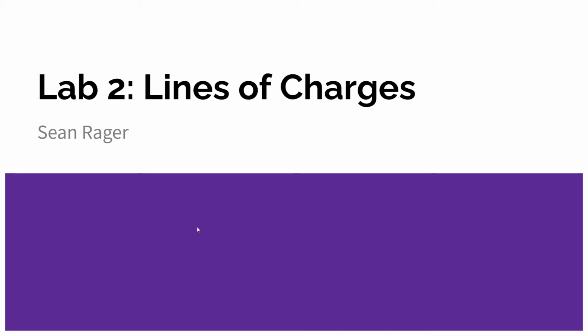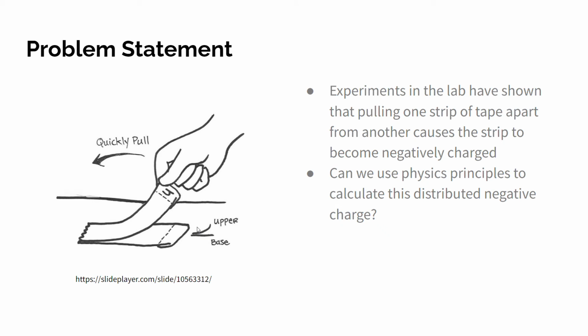I'm Sean Rager, and this is my Lab 2 for Georgia Tech Physics 2 on the lines of charge experiment. This lab is a more accurate look into Lab 1, so we will start off by reviewing the procedures from Lab 1. Our problem statement remains the same across both labs.